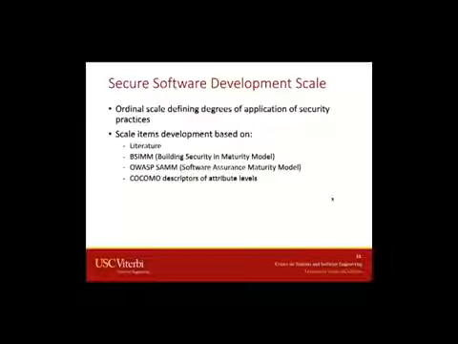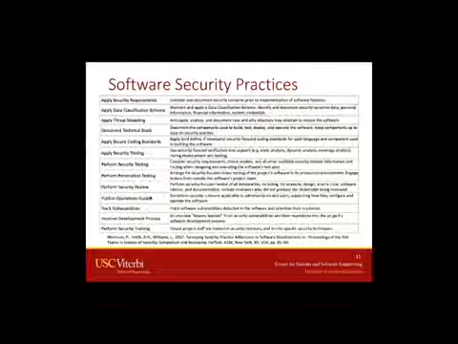So to develop this scale, we used the literature as base, the literature maturity models like the BSIMM, OWASP SAMM, and the COCOMO descriptor of attribute levels. So this scale, the secure software development scale, defines degrees of application of the security practices. So we started with these 13 most common practices that were consolidated in a study by Morrison.